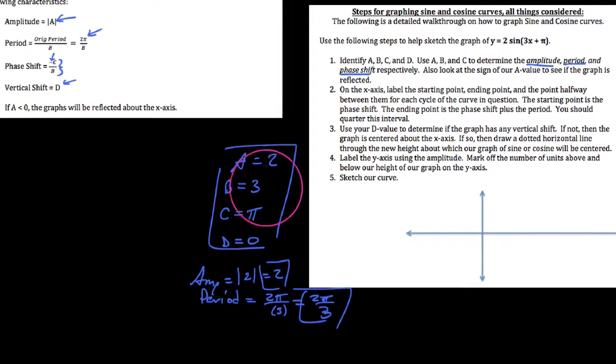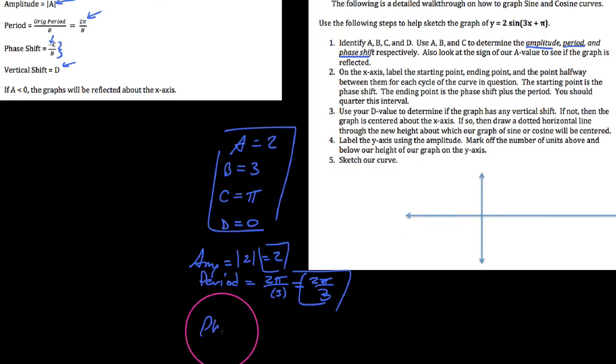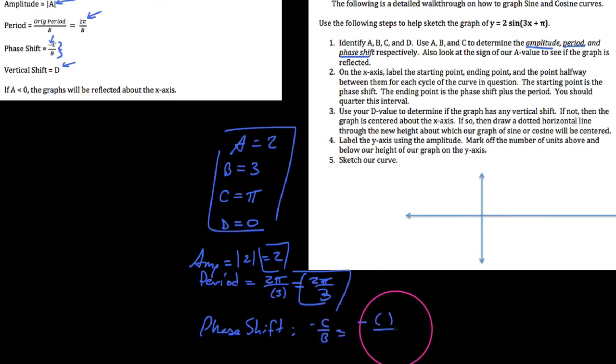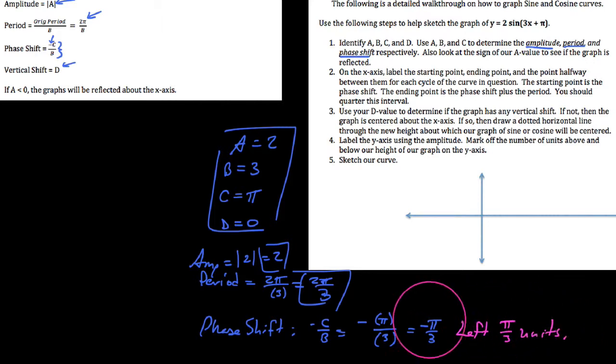We say also the phase shift. Now, phase shift. This is kind of the first time that we're listing this as a formula, but it's negative c over b. So we're going to list it this way. We're going to say negative c value over b value, where our c value in this case is pi, and our b value is, we said, 3. So this is going to shift negative pi thirds. Why don't we write a little note here? This is left pi thirds, let's write it as just this, left pi thirds units on the x-axis, okay?